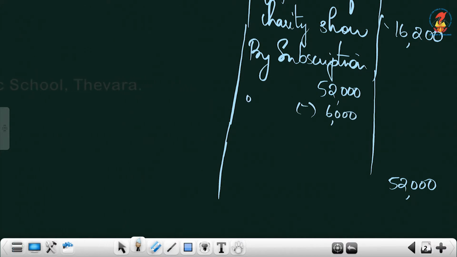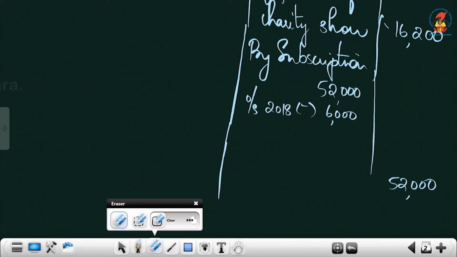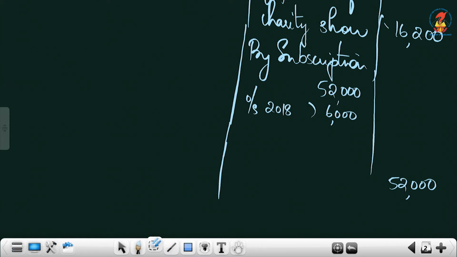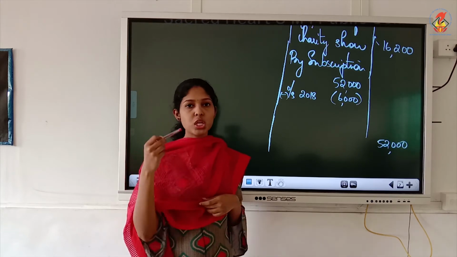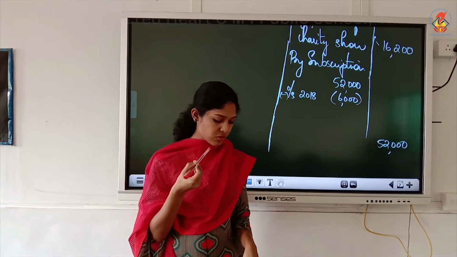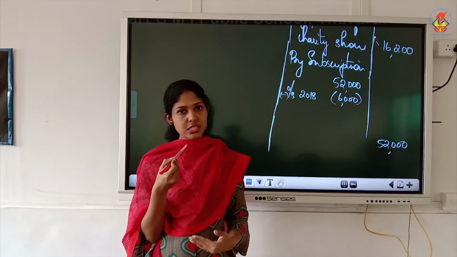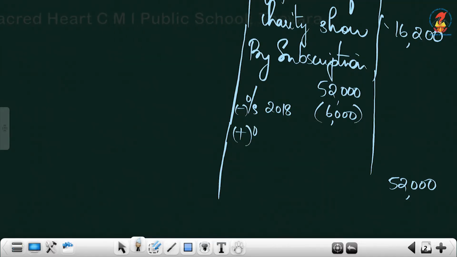That is outstanding for 2018. Okay, you write less symbol before this outstanding. Yes, so 6,000 we will deduct. Then the next item there is subscription outstanding on 31st March 2019. That means this year's outstanding figure which we will add here. So outstanding on 2019 will add now. The amount is 7,000.